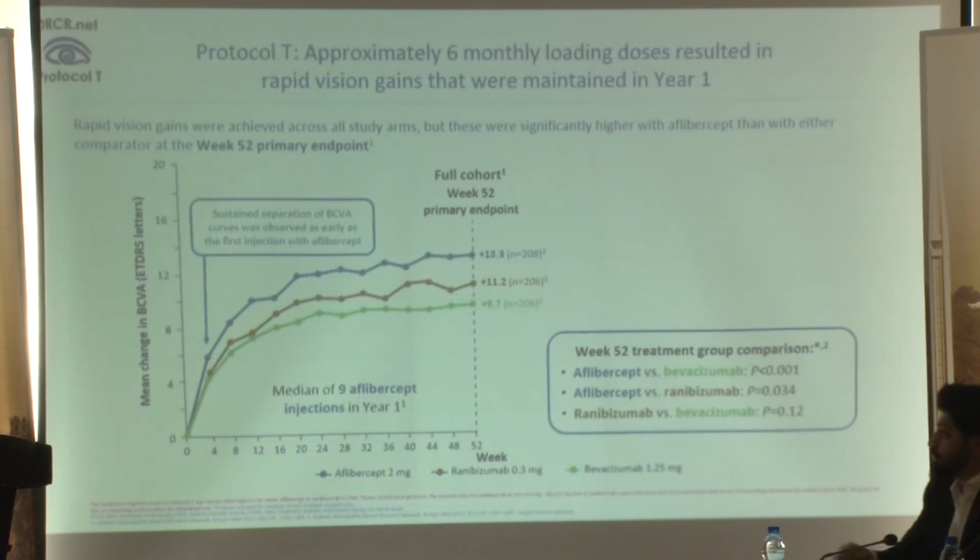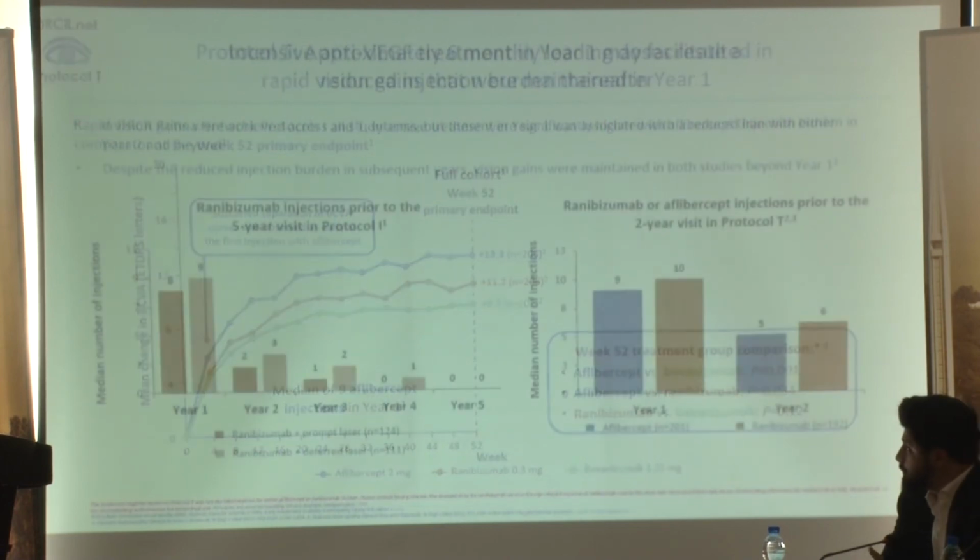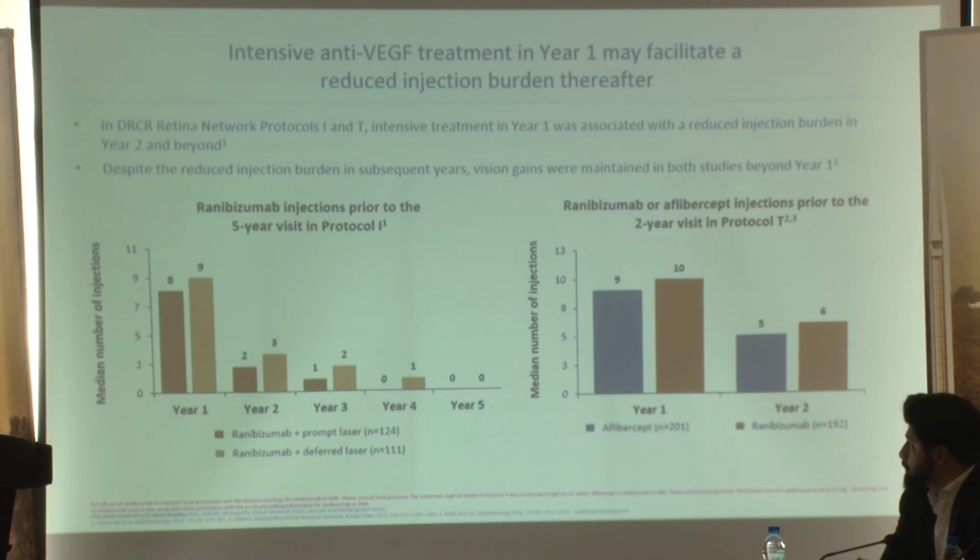So protocol T, I briefly touched it, it's already mentioned here, so we know that it shows improvement. But important thing is that intensive treatment, so here protocol I and protocol T is shown. Protocol I basically was about ranibizumab with the deferred or prompt laser, and they again showed that in later years patients were requiring fewer injections. So if you look here, first year around 8 to 9 injections, 2 to 3, 1 to 2, year 4 only 1. And similarly, if you compare ranibizumab and Aflibercept group, you can see that at 2 years the injection number is reduced.